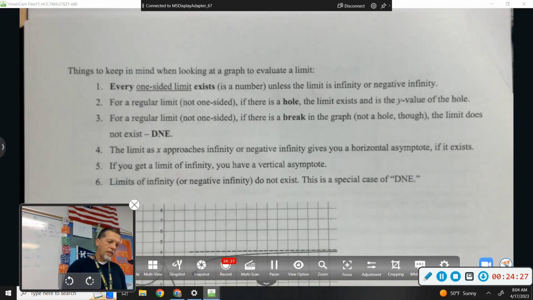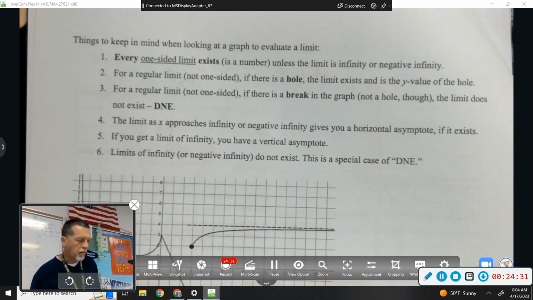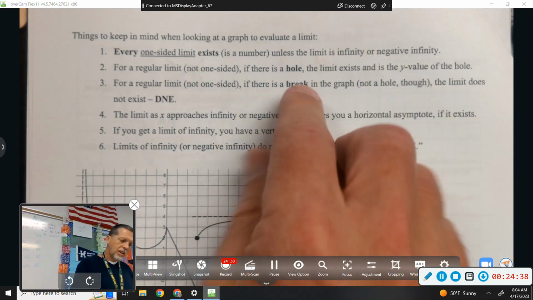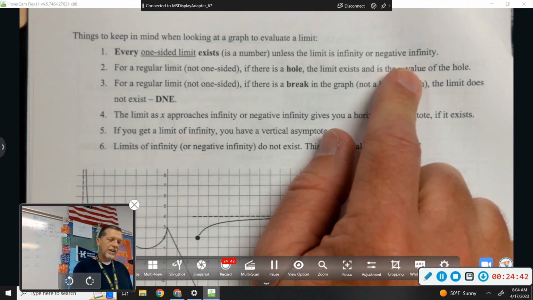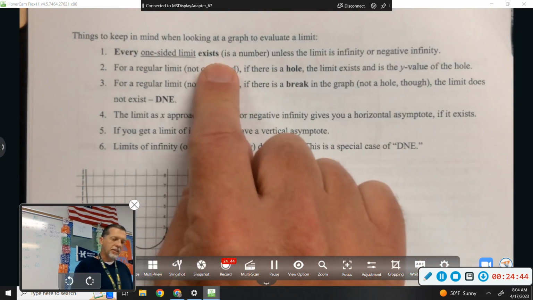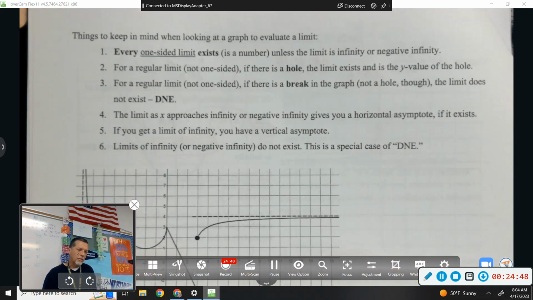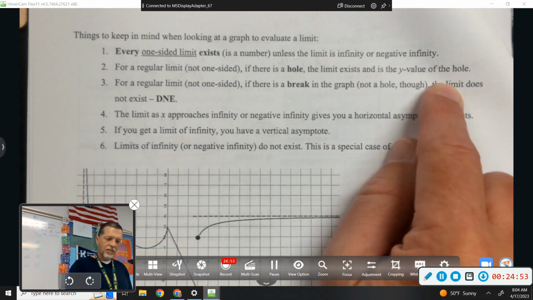All right, so the next page is kind of a summary of everything we've done. Things to keep in mind when looking at a graph to evaluate a limit. Every one-sided limit exists unless the limit is infinity or negative infinity. So I don't like the way that's worded. It's like everyone exists except. Like, well, number 2, for a regular limit, meaning not one-sided, if there's a hole, the limit exists and it's the y value of the hole.